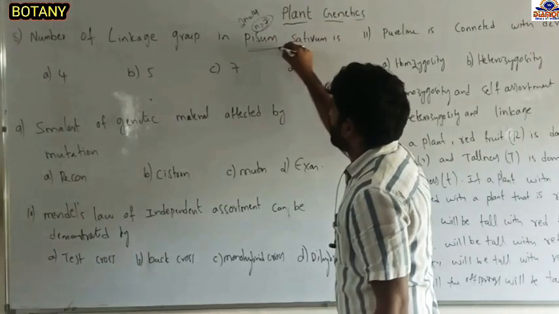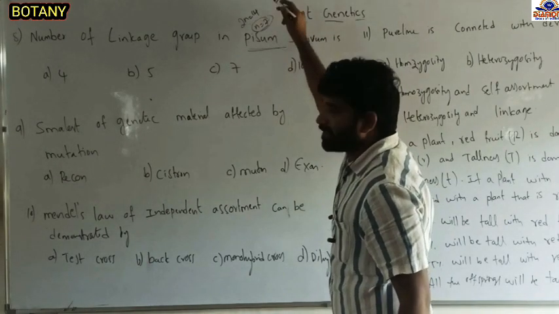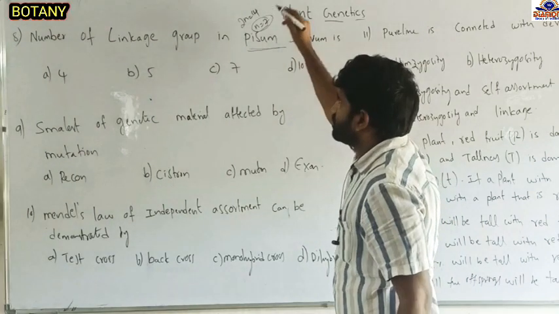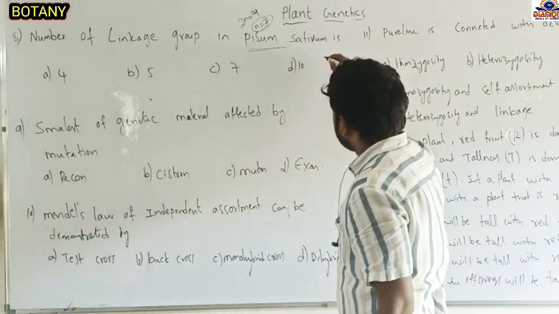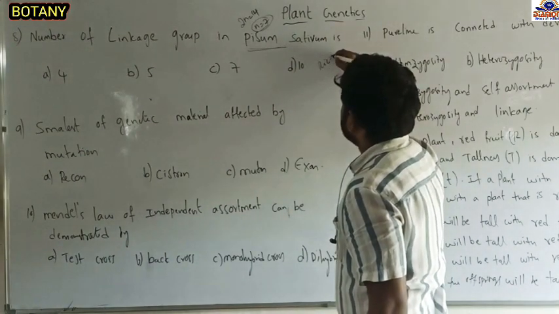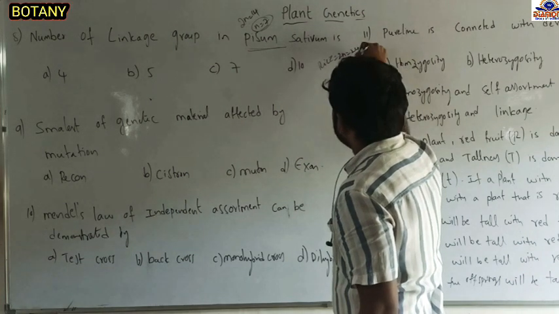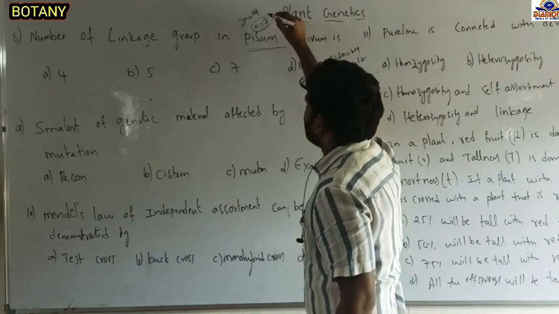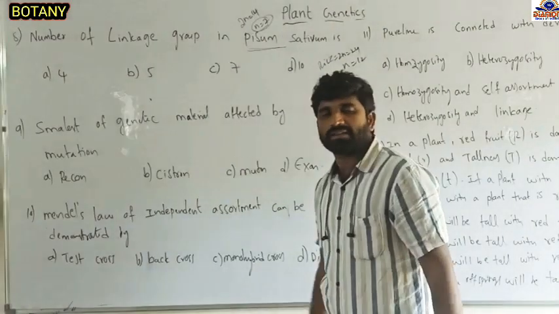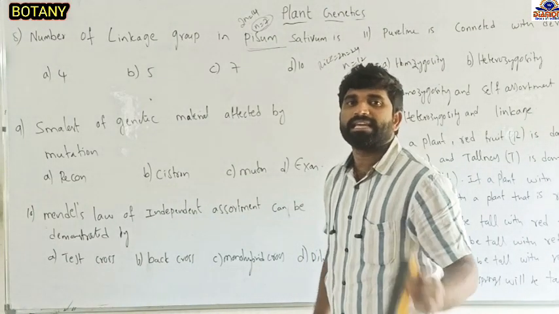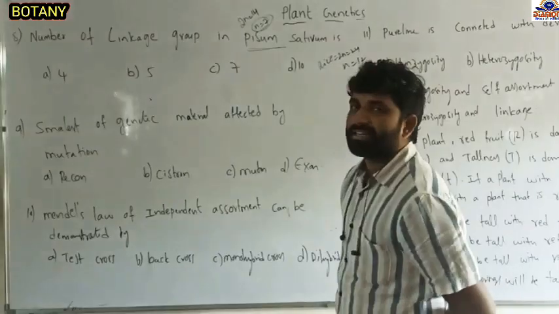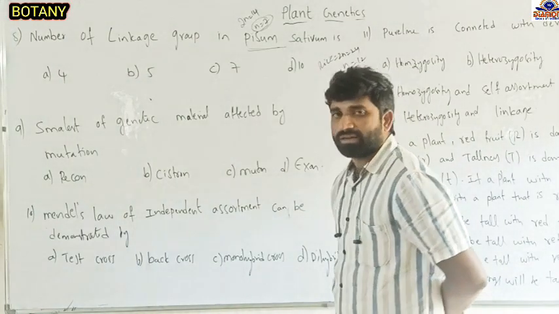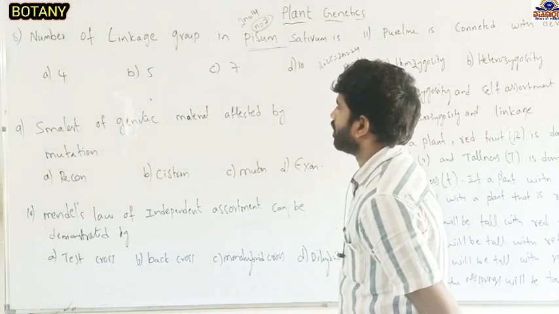For Pisum sativum, the diploid chromosome number is 14 and the haploid chromosome number is 7. For rice plants, the diploid chromosome number is 24 and the haploid chromosome number is 12. So the haploid chromosome number, or the number of gametes, is equal to the number of linkage groups of the organism.